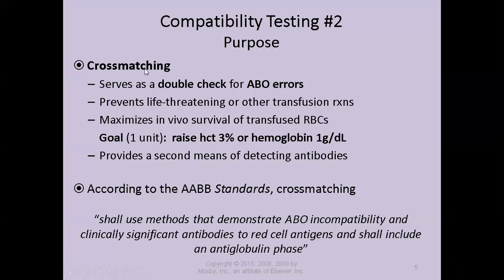So the purpose of cross-matching, testing the donor red cells with our recipient's serum or plasma, actually serves as a double check for ABO errors. If we made a mistake in typing our recipient, this could show up in the cross-match test. We could see a positive reaction with the donor red cells. So, some ABO antibody in the recipient is reacting with the donor red cells because of an ABO incompatibility. So it's a double check on that. And this can actually help to prevent life-threatening transfusion reactions.